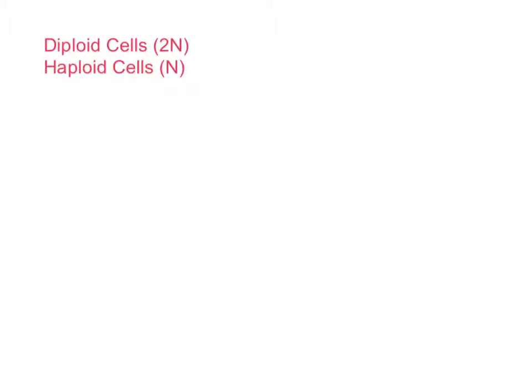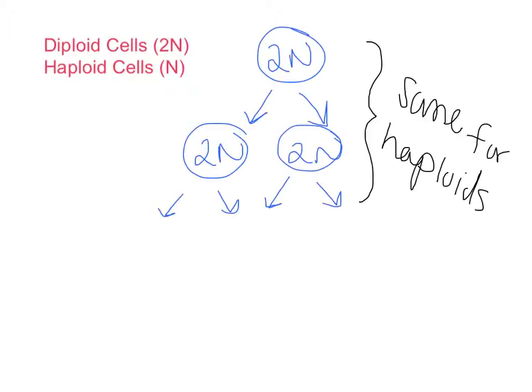Therefore, during mitosis, when the parent cell splits into 2 daughter cells, if the parent is diploid, the daughter cells will be diploid, and if the parent is haploid, the daughter cells will be haploid. In this type of cell division, multicellular organisms grow and repair damaged tissues.